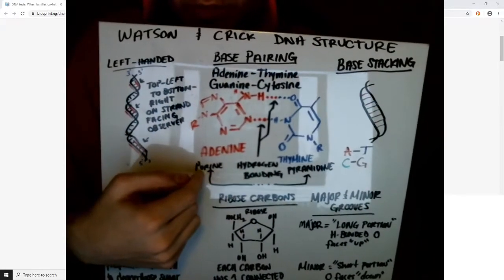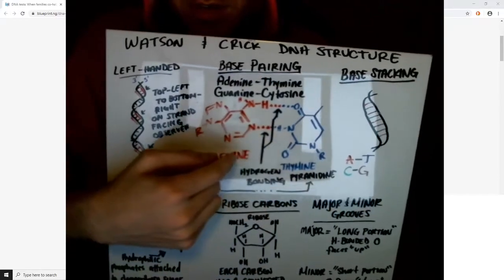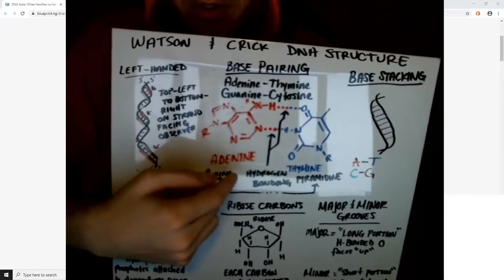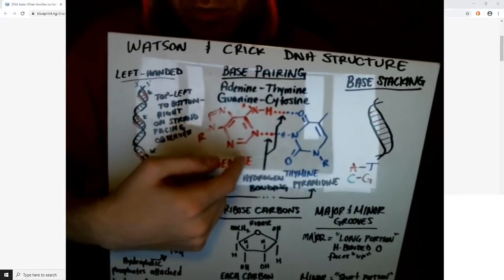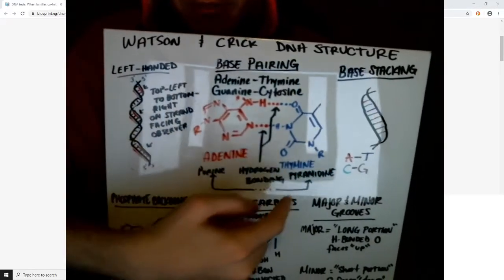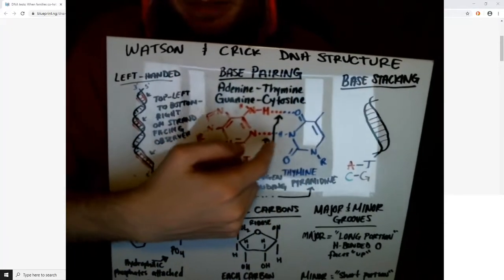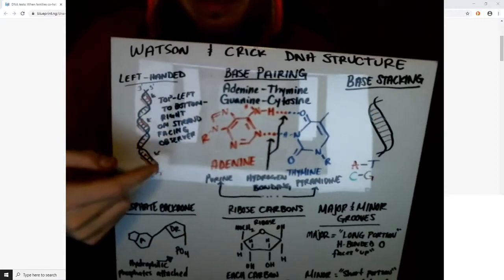The purines only bind with pyrimidines because of size constraints that contribute to the helical structure. If purines were to bind with purines, then they would be too large and compromise the structure. If pyrimidines were to bind with other pyrimidines, they would be too small to achieve hydrogen bonding, and thus the structure would be impossible.